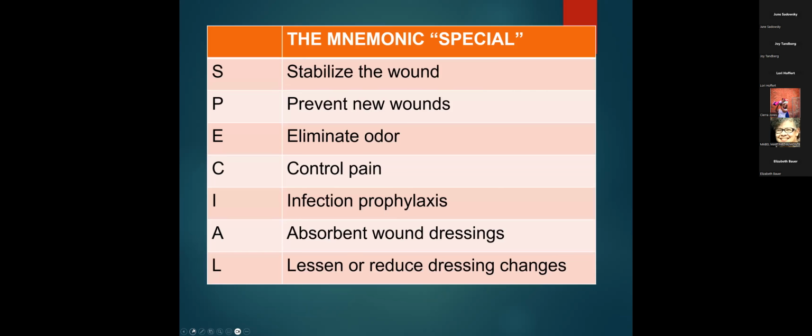So for those that are interested in mnemonics, you can use the treatment thing called SPECIAL. You want to stabilize the wound, prevent new wounds, eliminate odor, control the pain, infection prophylaxis. In other words, keep the area clean. Use absorbent wound dressings for open wounds, and lessen or reduce the dressing changes. So that's a general mnemonic that you can apply.